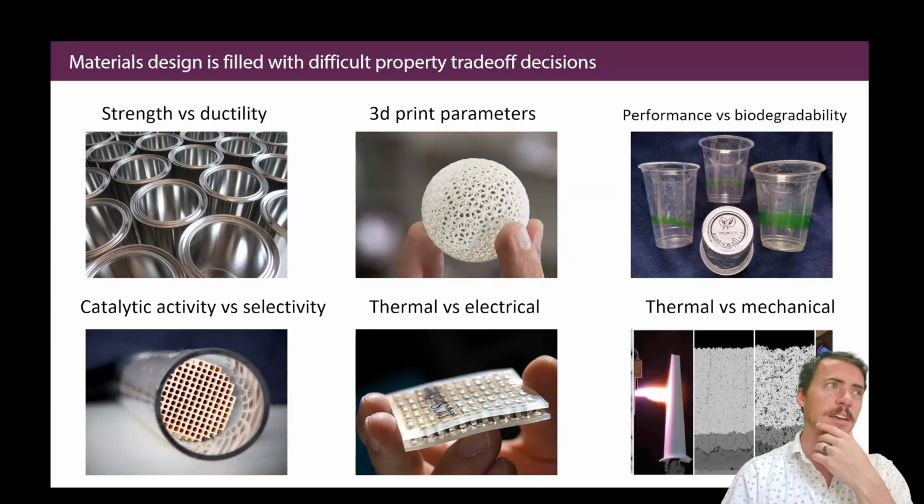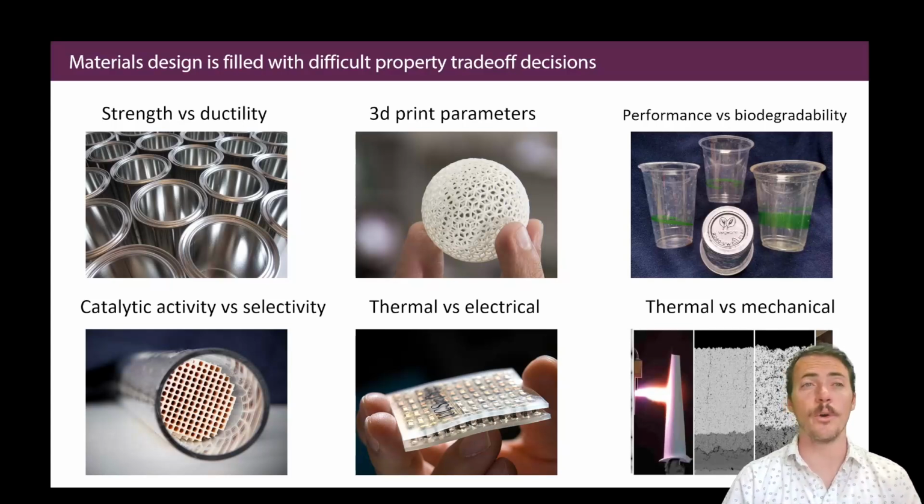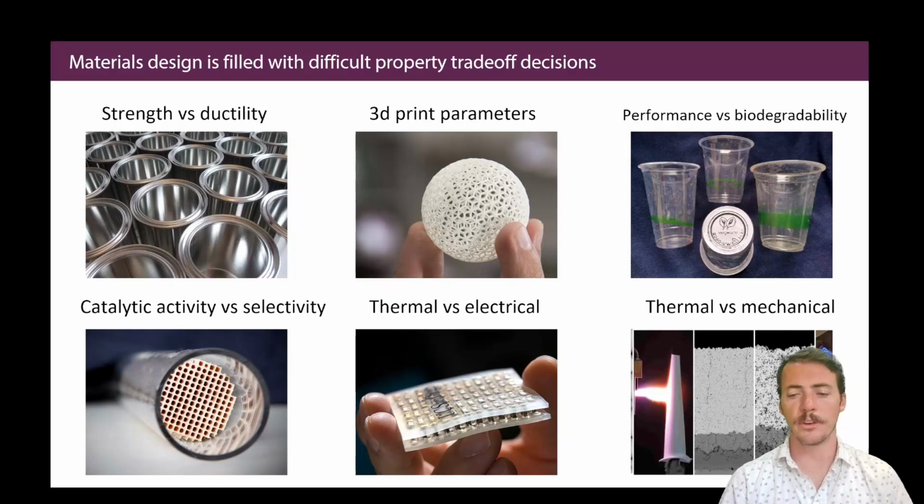And maybe the first question to ask is, well, why? Well, I would say that if you're studying material science, then you already know that materials design is filled with difficult property trade-off situations, right? With metals, do you prioritize strength or ductility? It's hard to have both.